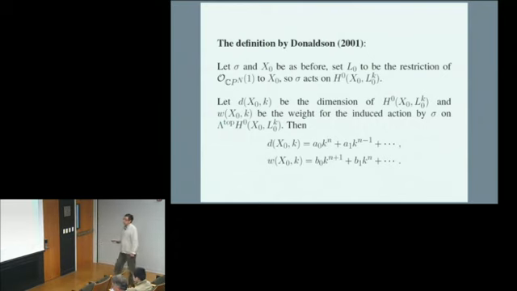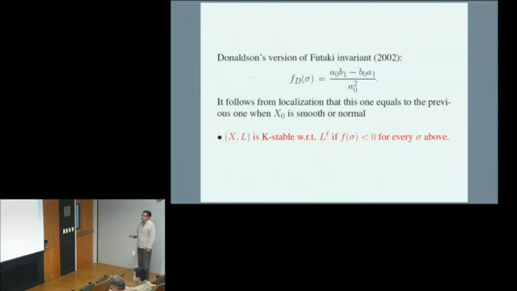There are then two relevant quantities. One is the dimension of this cohomology group, and the second is the weight of this action. You look at the determinant of this action, which becomes a complex line, so the action is given by some weight. It's a standard fact in algebraic geometry, by the Riemann-Roch theorem, that both are polynomials. The weight can also be written as a polynomial, of degree n+1. Then Donaldson defined his version of the Futaki invariant in terms of the coefficients of these two expansions.